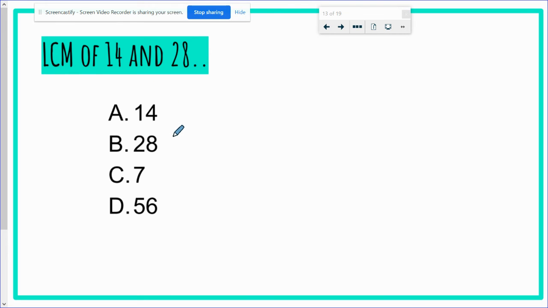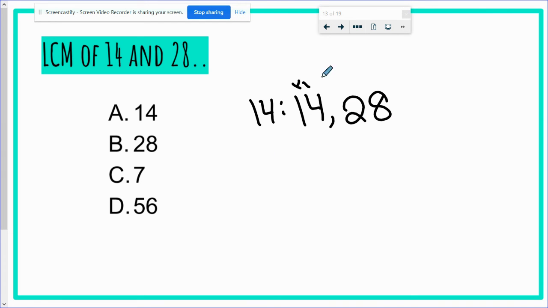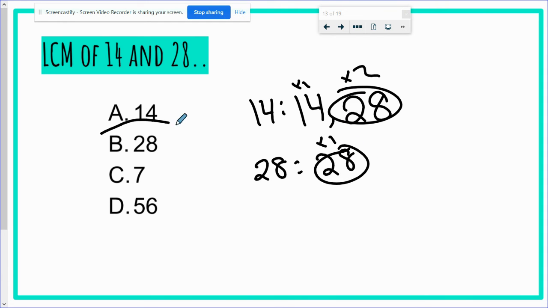Find the least common multiple of 14 and 28. So start your answers now. All right, let's talk about your choice. So if I did 14, 14 times 1 is 14. 14 times 2 would be 28. So I can already stop because I know that 14 times 2 would be 28. So the LCM here would be 28.